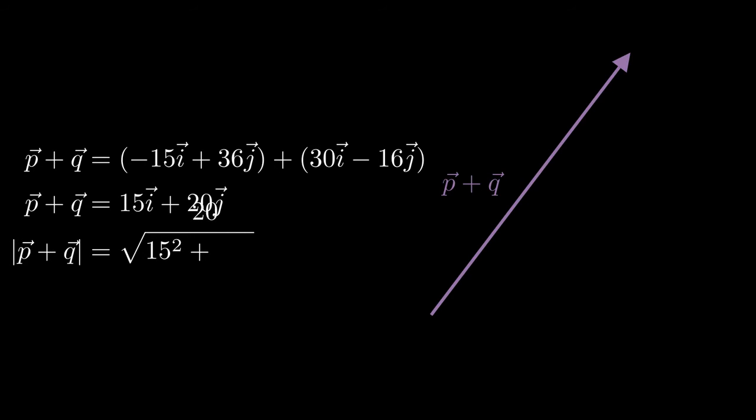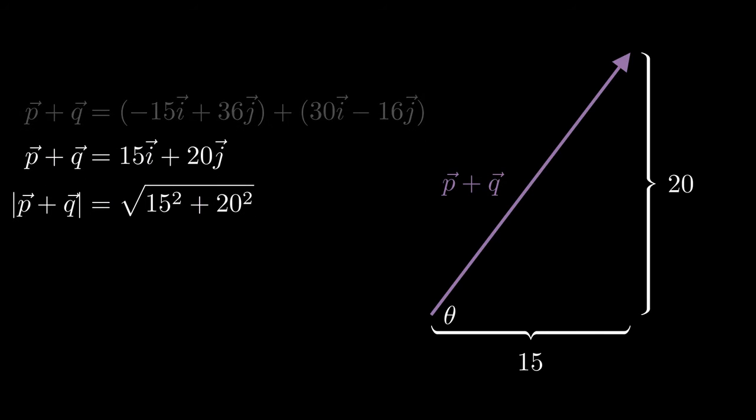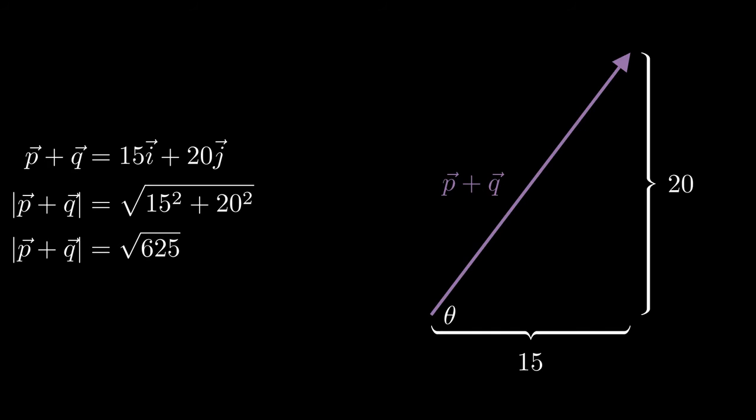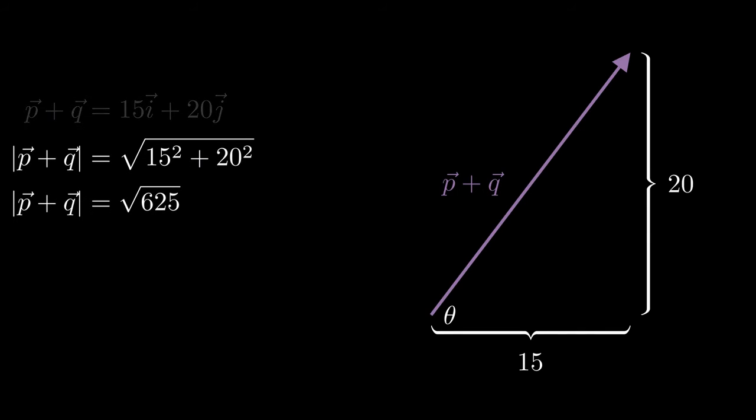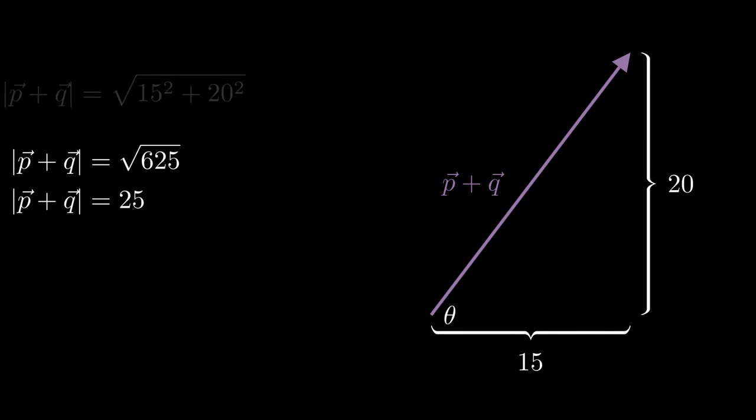And let's just take a look at how that looks represented as a triangle. Okay, so we go to the right 15 and we go up 20. All right, so with Pythagoras then, we get the square root of 625. That's a pretty famous square number. What is it? 25. Okay.